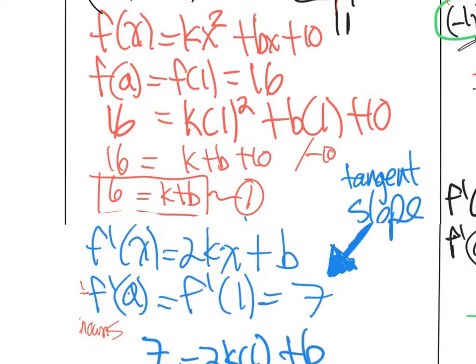So I have this as my original function. If I substitute in 1 to the original function, it has to work out to 16, because that's the y value. So f of a is worth 16, the y value at that point of tangency, and I substitute in the x value of 1. I end up with this equation. k times 1 squared is just k. b times 1 is just b. And then I've got plus 10. So I've got this equation, 16 equals k plus b plus 10.